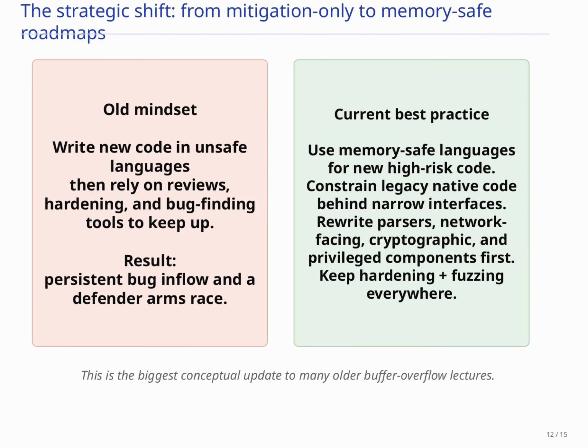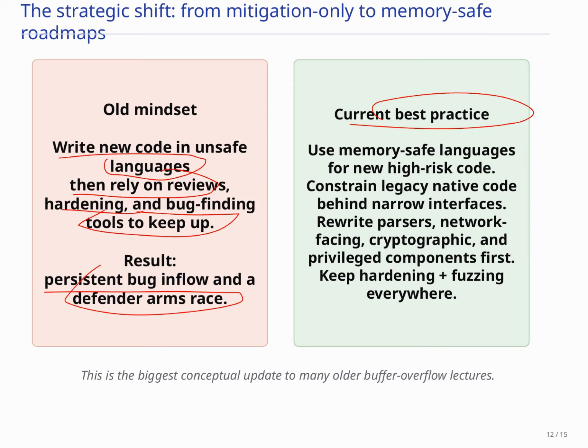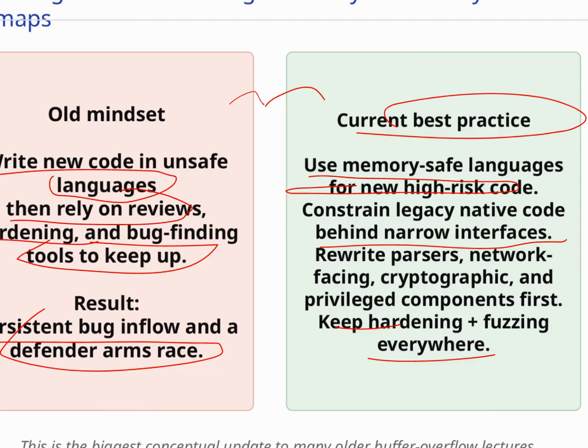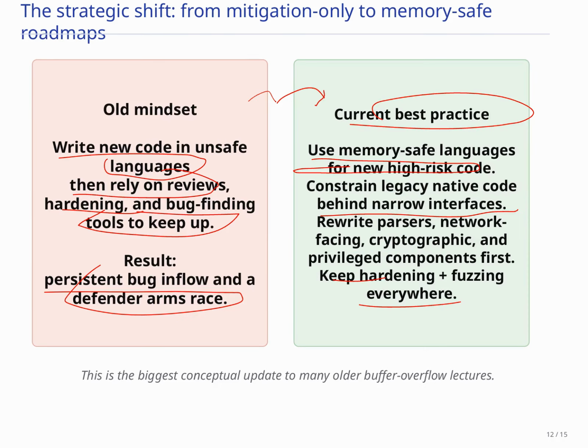across large data sets. So the old mindset was to write new code in unsafe languages, then rely on reviews, hardening, and bug finding tools to keep up, and it resulted in a persistent bug inflow. But the current best practice is to use memory safe language for new high risk code, and contain legacy native code behind narrow interfaces. So we rewrite the parsers, networking, everything, and keep hardening and fuzzing everywhere. What is preventing us from rewriting everything in a memory safe language is, of course, the speed of the hardware and the limitation of the platform.